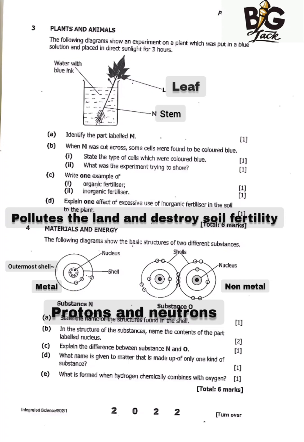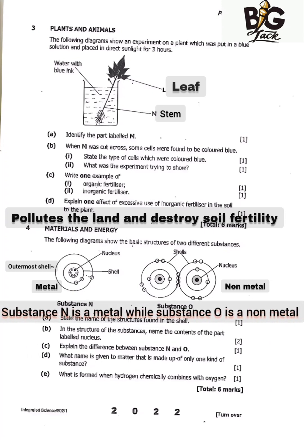Then apart from that, we also have question C, which says, explain the difference between substance N and O. Substance N is a metal, while substance O is a non-metal.